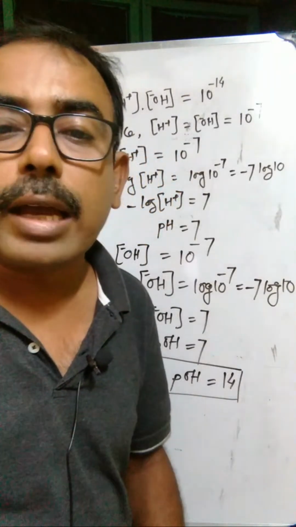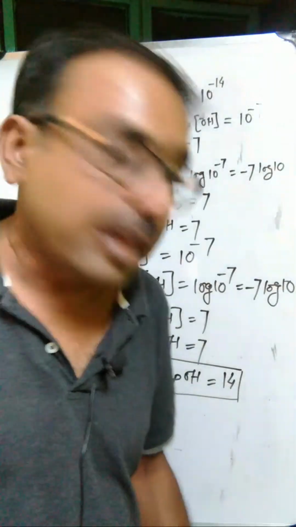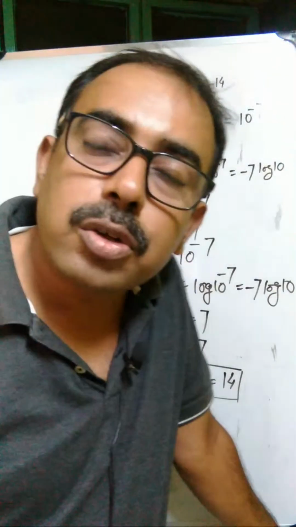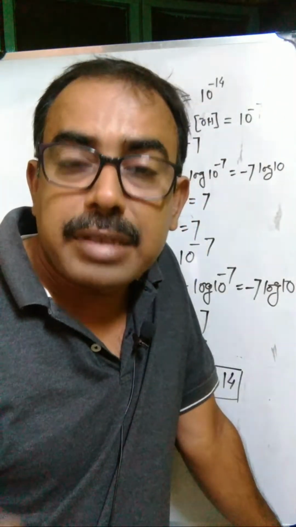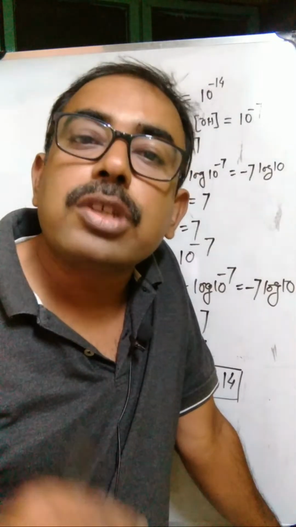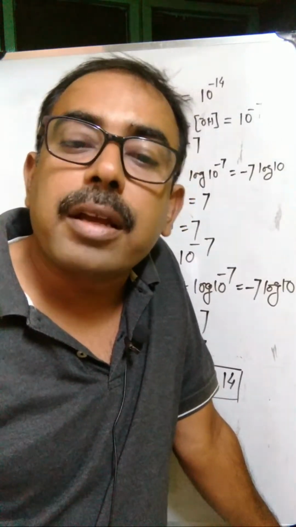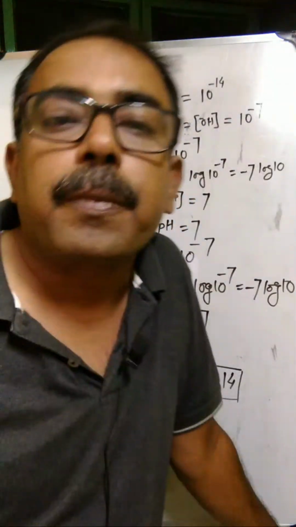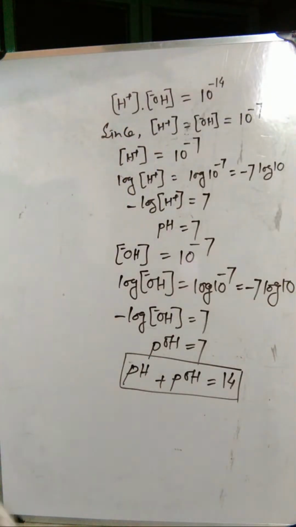So as pH increases, that means pOH decreases, that means the solution becomes basic, and as pH decreases, that means pOH increases and the solution becomes acidic. Okay, now let's get to the second topic.